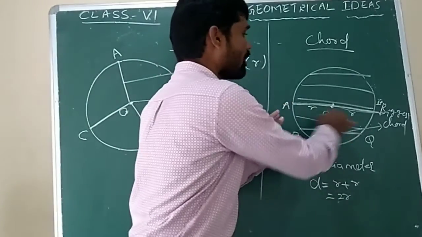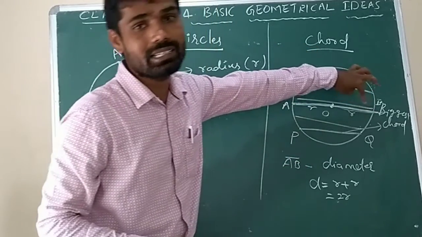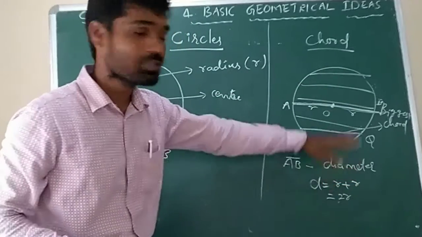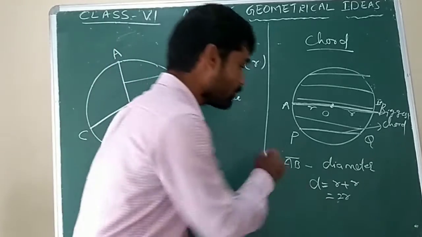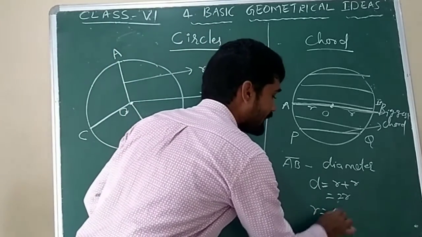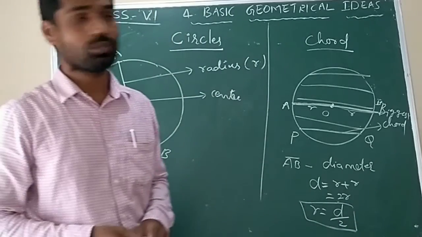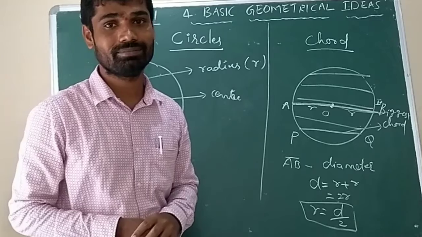We can draw many chords, but what is the biggest chord? The one passing through the center is the biggest chord, and that is called the diameter. So the diameter is equal to radius plus radius, 2 radius. If you know the diameter, to find the radius, take half of the diameter, so d by 2. So this is about the chord and the diameter.